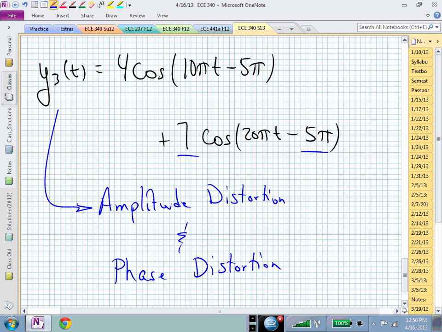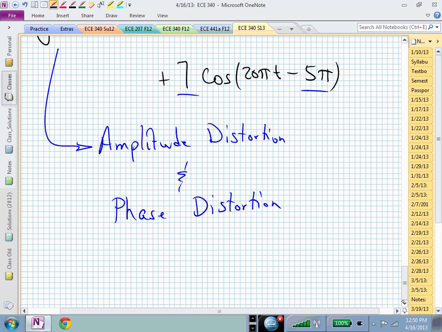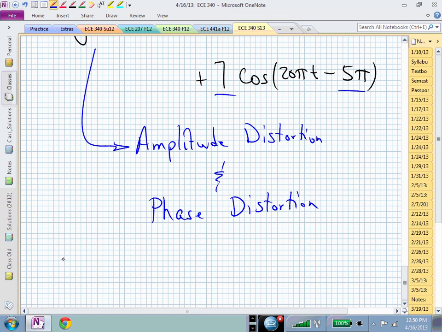Questions on distortion? That should be a gift on the final if I give you such a question on distortion. Does this system have amplitude distortion or phase distortion? I hope it's now clear how to analyze such a question or problem.